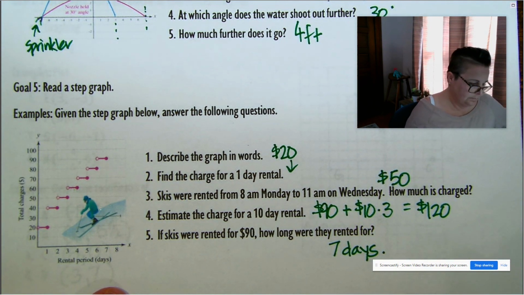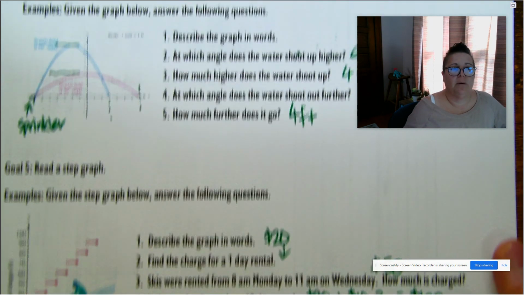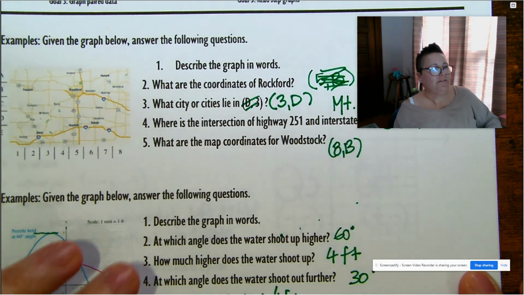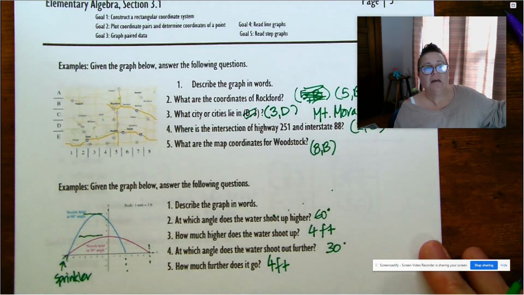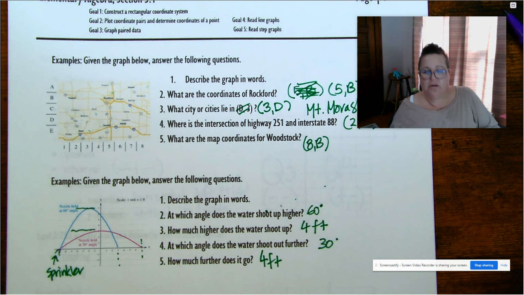Okay. All right, that's it for 3.1. I was going to say 7.1, but that's it for the first section of chapter 3. Hopefully you have an idea of a coordinate system and plotting points, and you're able to take some paired data from a graph and put it on a graph, and that you're able to read some graphs of varying types, line graphs mostly, but some step graphs and some other types of graphs in there as well. Okay. Thank you.